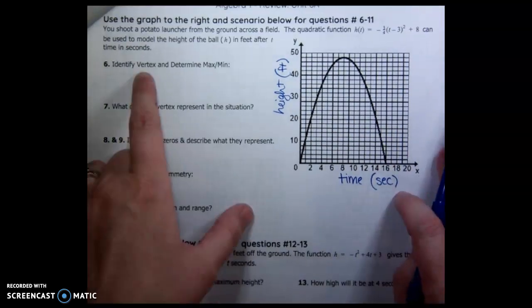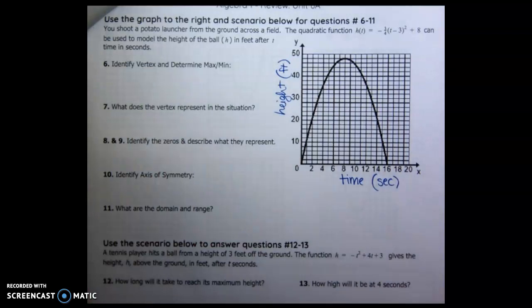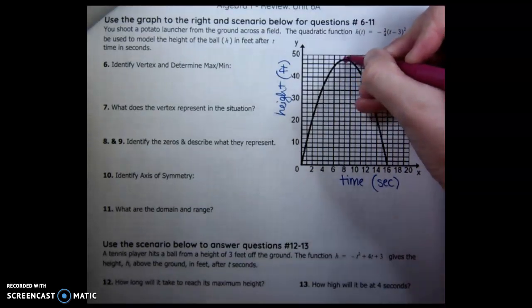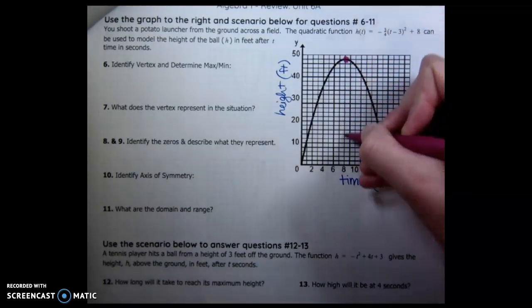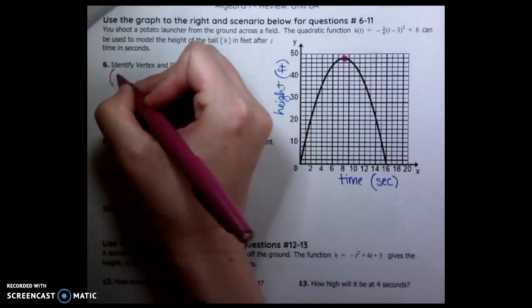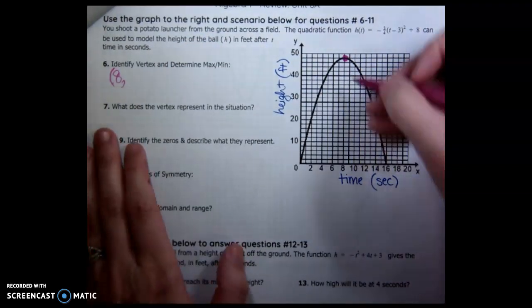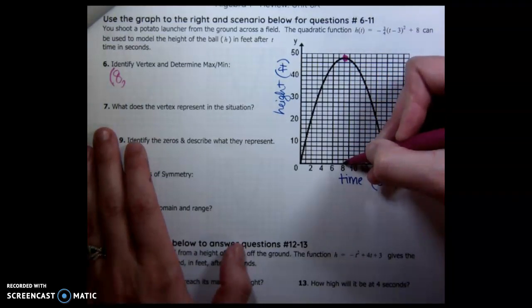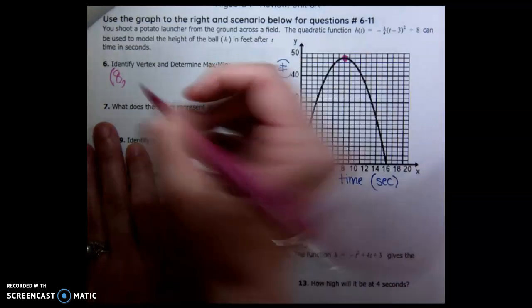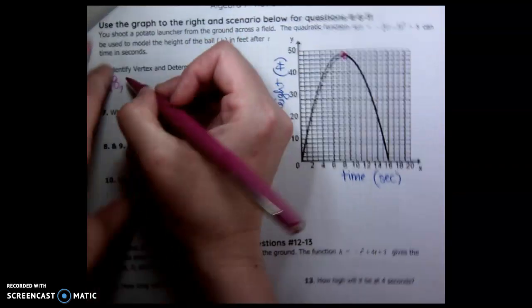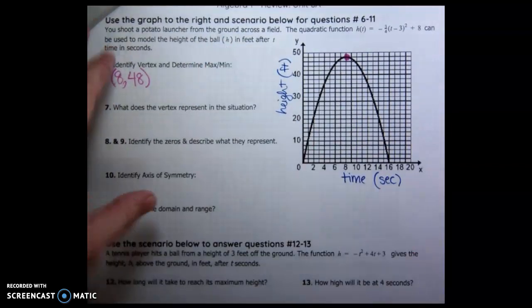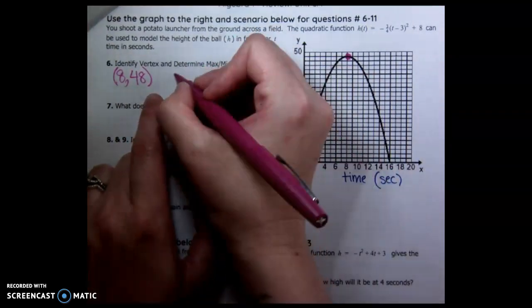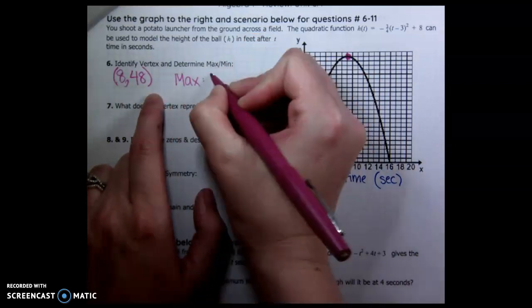Okay, so I'm identifying the vertex. The vertex is the highest or lowest point, and in this case it is the highest. So I'm going to say it's right here, and I'm going to follow this down. It's 8 is my x value. I'm going to double check that. Yes. And then 48, because remember, these are counting by twos. Okay, so that's the vertex, and it has a maximum height of 48 feet.